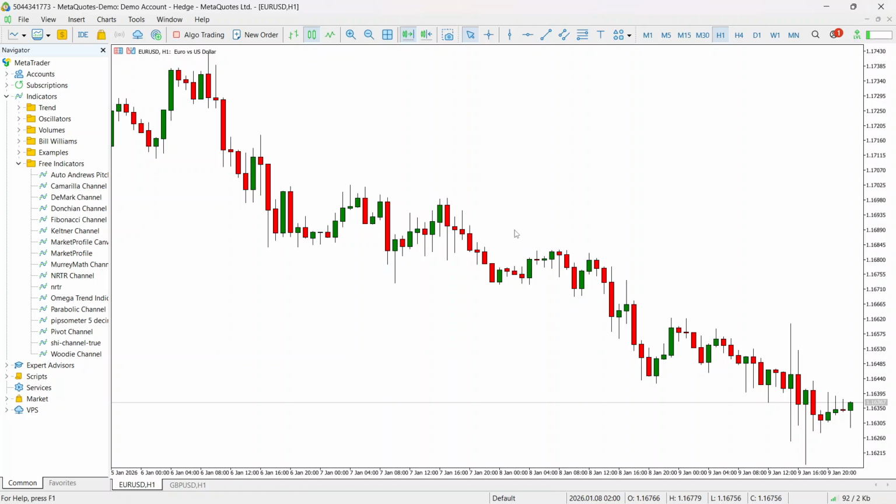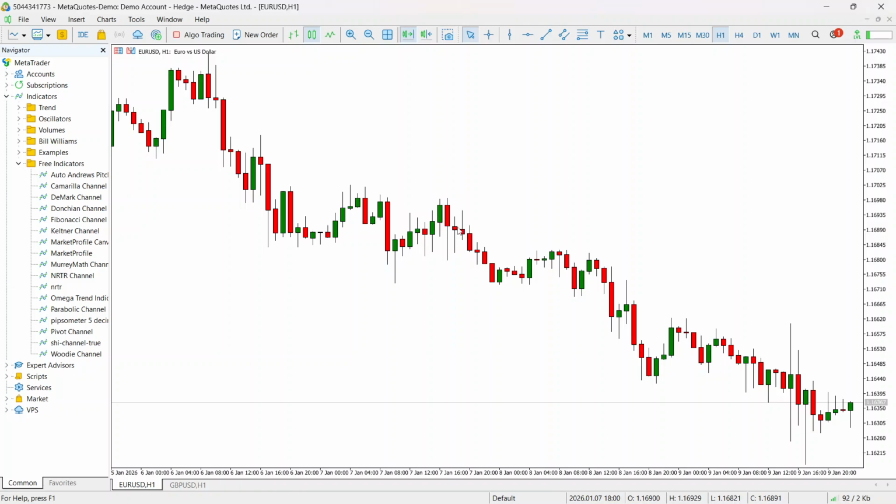Hi traders, in this video we're looking at the Schiff Pitchfork for MT4 and MT5. This technical analysis tool is an advanced variation of the Andrews Pitchfork that uses three parallel trend lines based on pivot points to identify price channels and potential support and resistance levels. In this video, you will see how the Schiff Pitchfork is constructed, how it differs from the traditional pitchfork, and which trading applications are described.